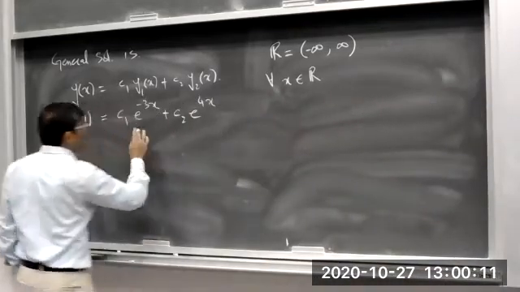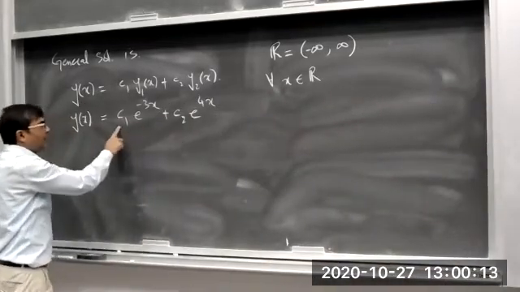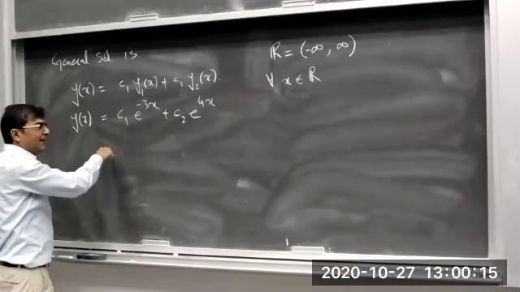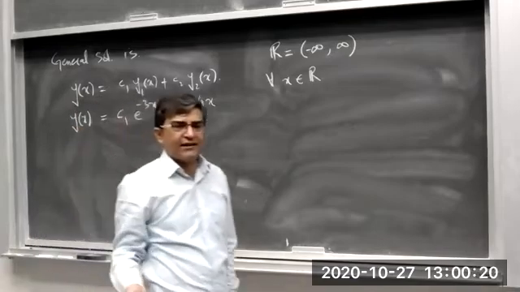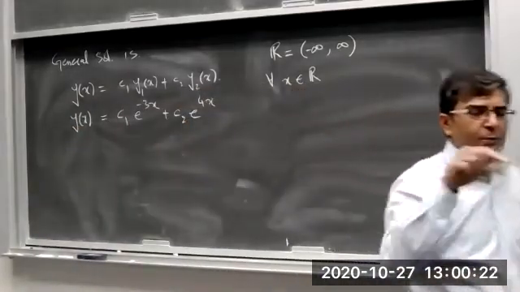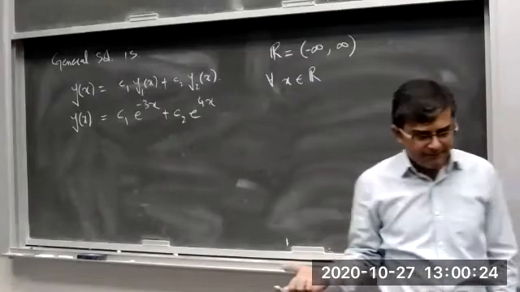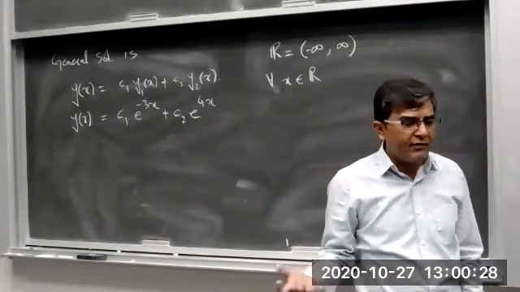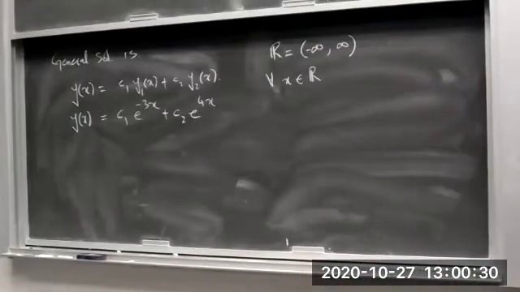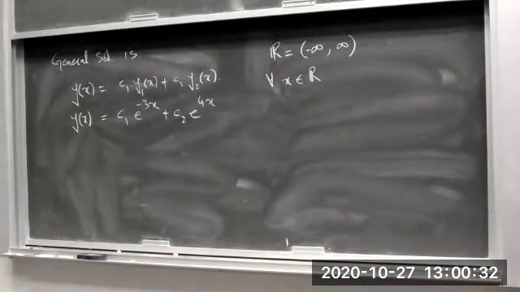Why? Because C2 depends on C1 in that case. They are not zero identically. In that case, the Wronskian would be zero for some value of x. So if they are not linearly independent, then we cannot write the general solution of that particular homogeneous ODE.